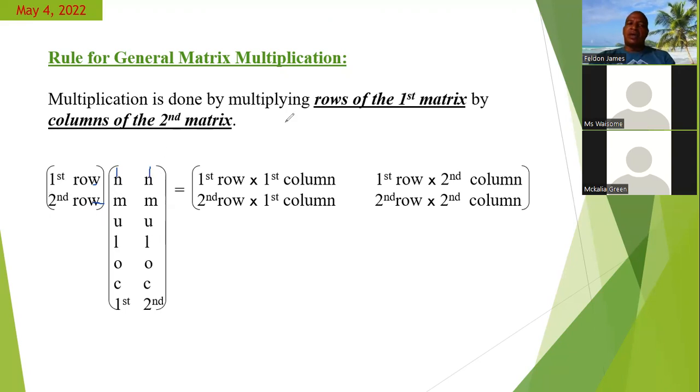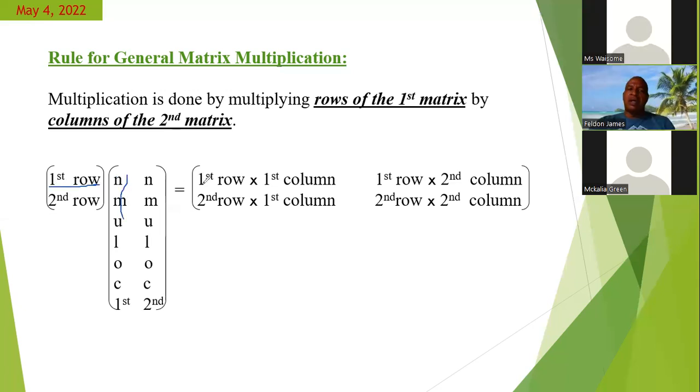If we follow that pattern, then if we multiply the first row by the first column, we would get this. If we multiply the first row again with the second column, we will get this. So the first row by the first column gives you the first element at the top. The first row by the second column gives you the second element at the top.